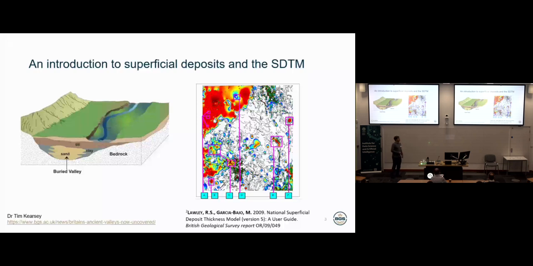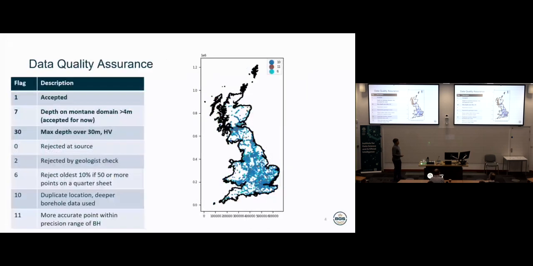So the SDTM was last updated in 2012, so that's 12 years without an update. And we've had a lot more observations in the meantime, so about 100,000 new borehole records are now available for us to use in this new model, either because of old classified boreholes becoming unclassified, as well as new data collection.